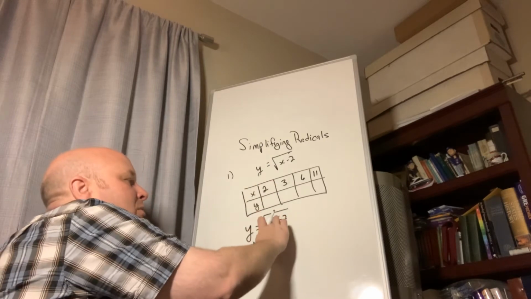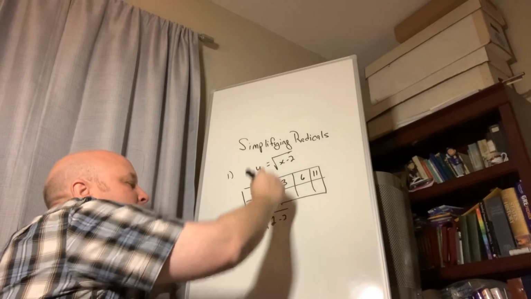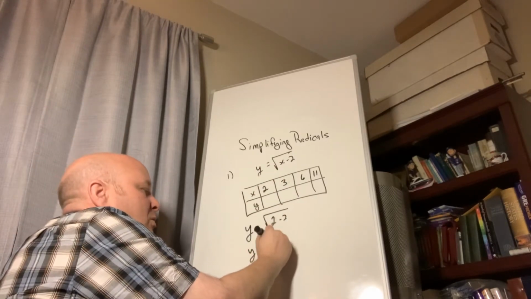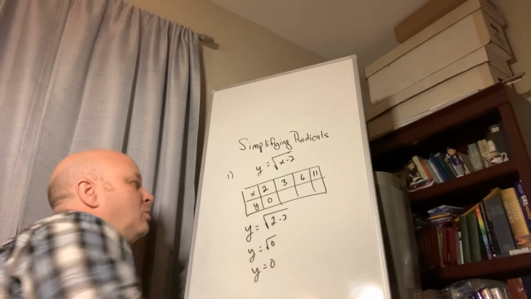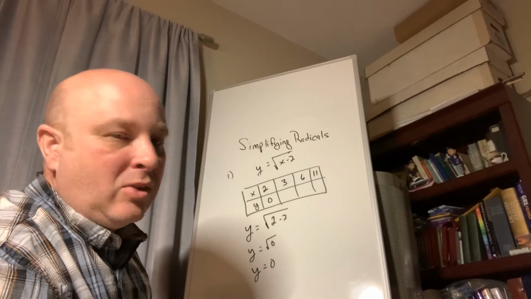Okay, I'm going to say that x equals 2. So y equals the square root of 0, y equals 0. When x equals 2, y equals 0. Looks like I'm onto something here.